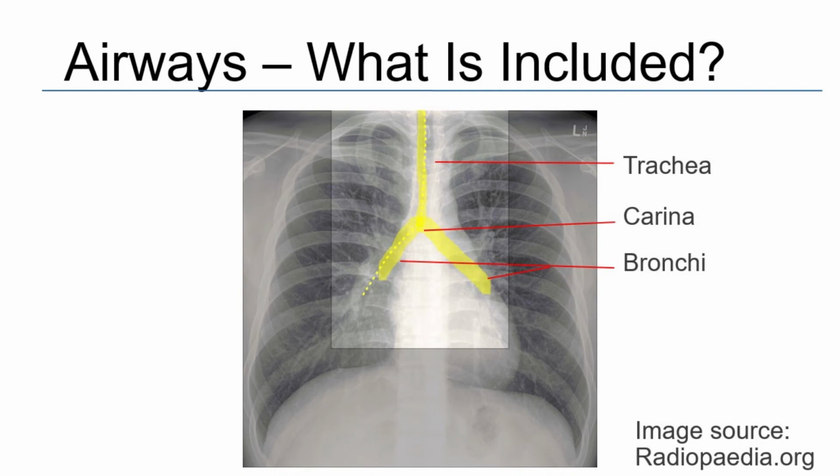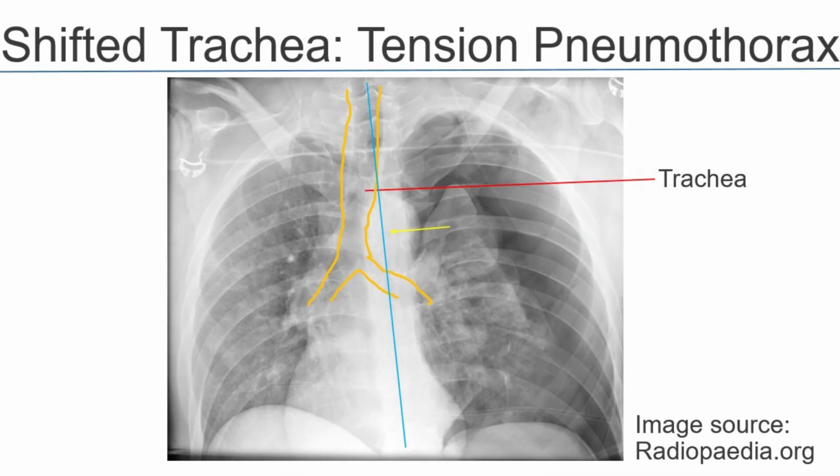Let's see an example. This is an abnormal chest x-ray, and we can immediately see this based on airways because the trachea is shifted to the right, as you can see here. In this case, it's because the patient has a tension pneumothorax on the left side here. So the shifting of the trachea indicates that there is an abnormality by looking at the airways.